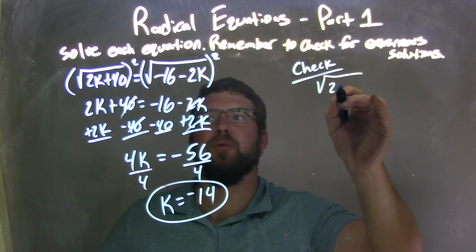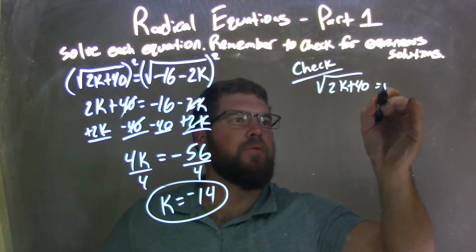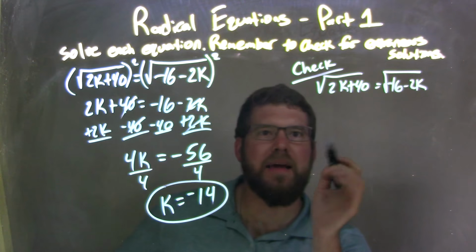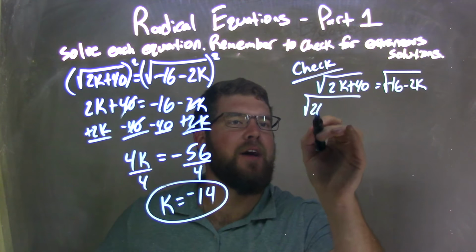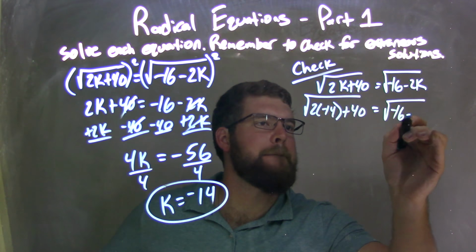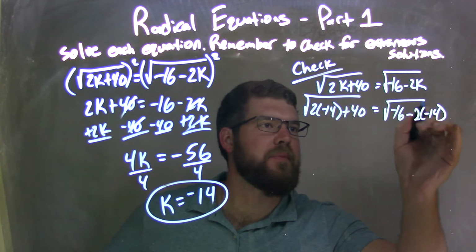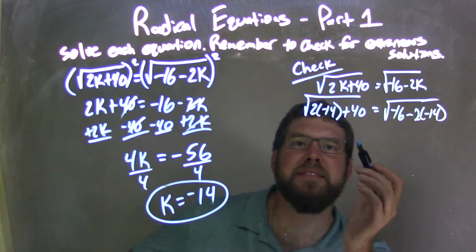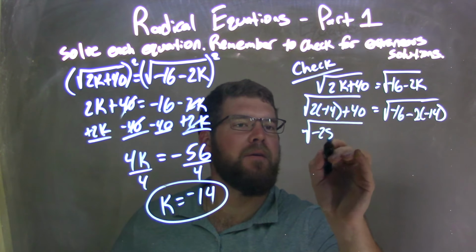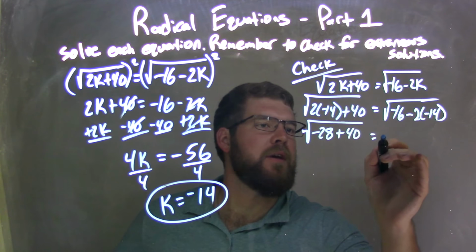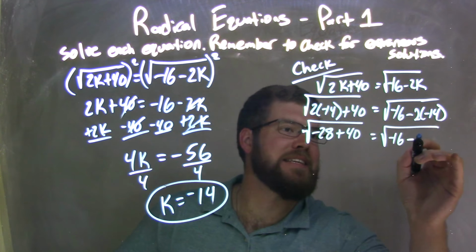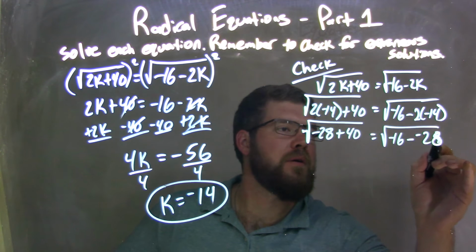So square root of 2k plus 40 equals the square root of negative 16 minus 2k. I'm going to plug negative 14 in for both k's there. So I have 2 times negative 14 plus 40 equals negative 16 minus 2 times negative 14. Careful with the negatives. 2 times negative 14 is a negative 28. So square root of negative 28 plus 40 equals, here on the right, negative 16 minus 2 times negative 14 is a negative 28. Okay, negative 28.